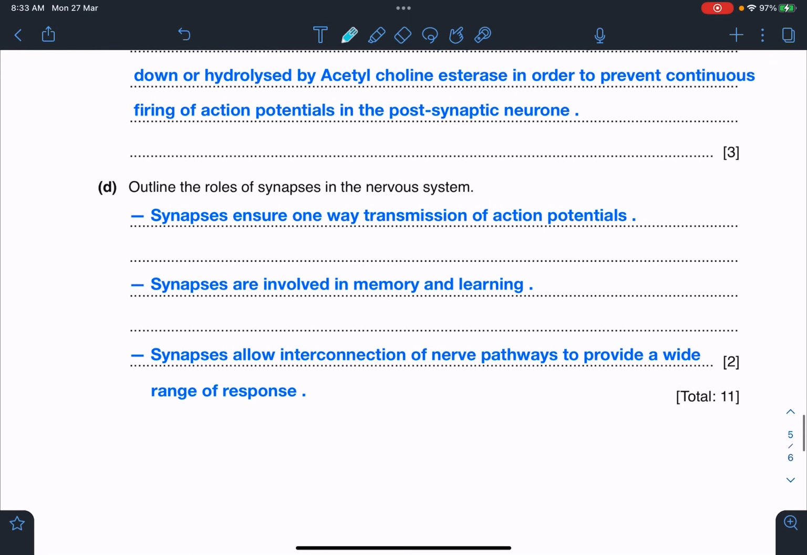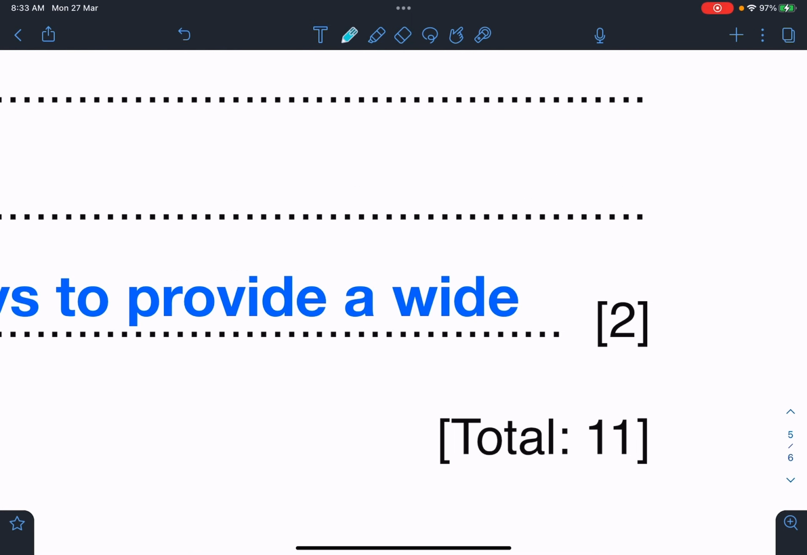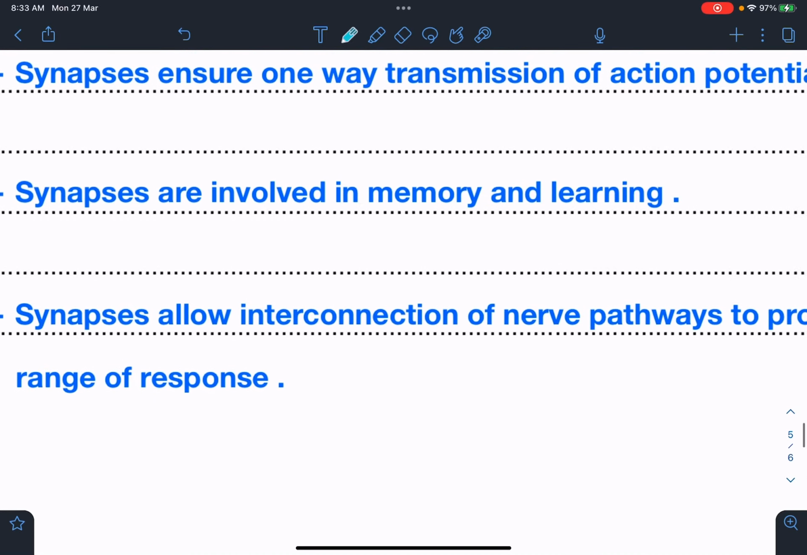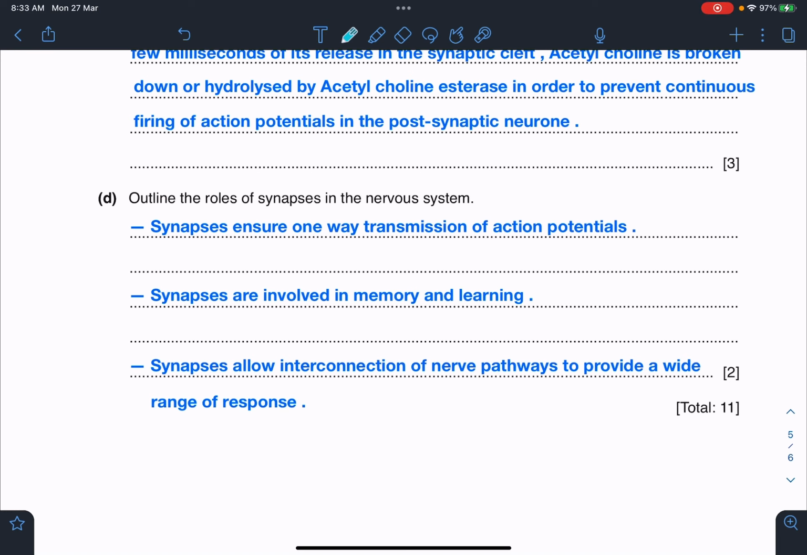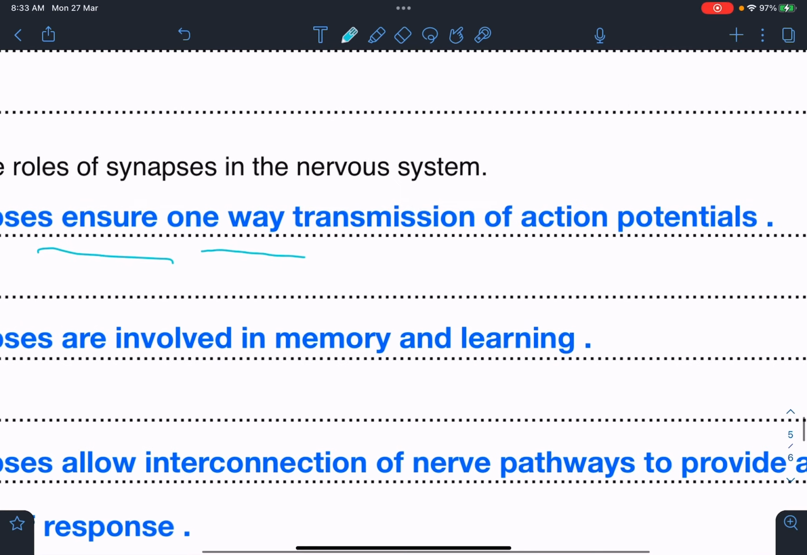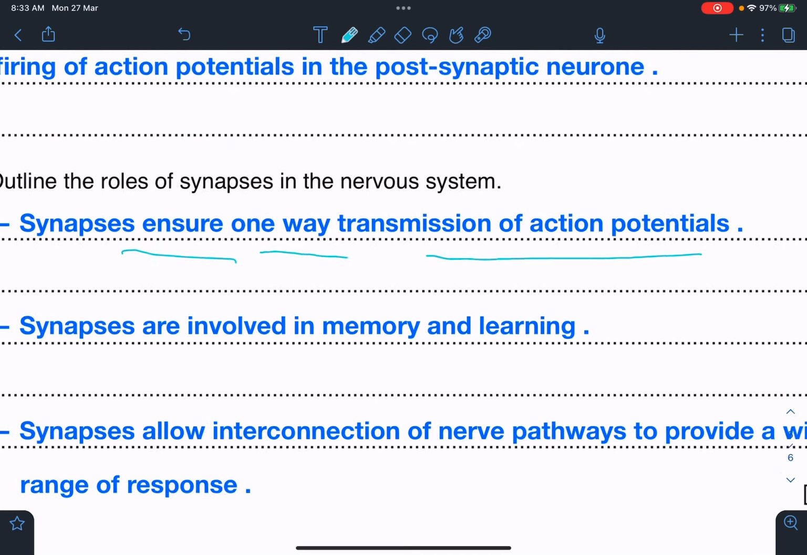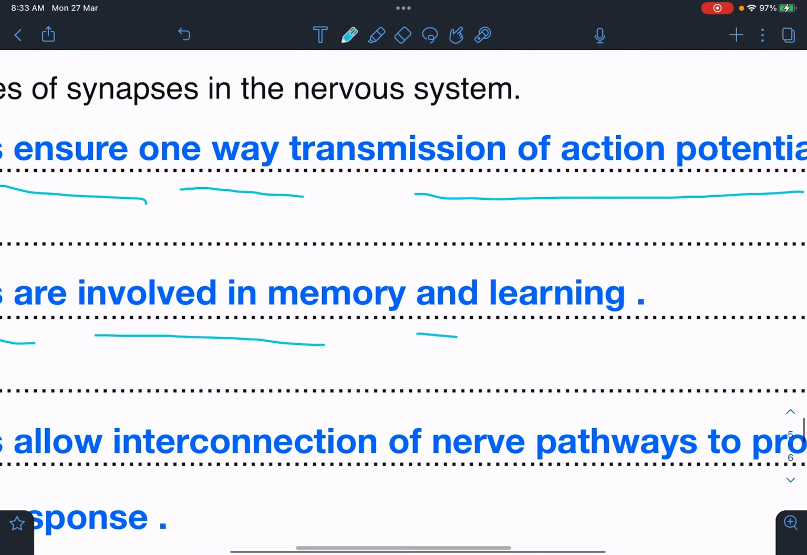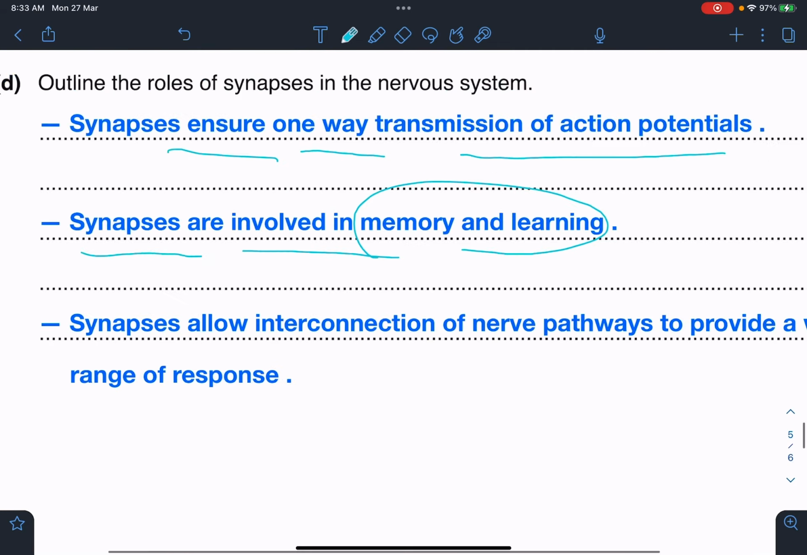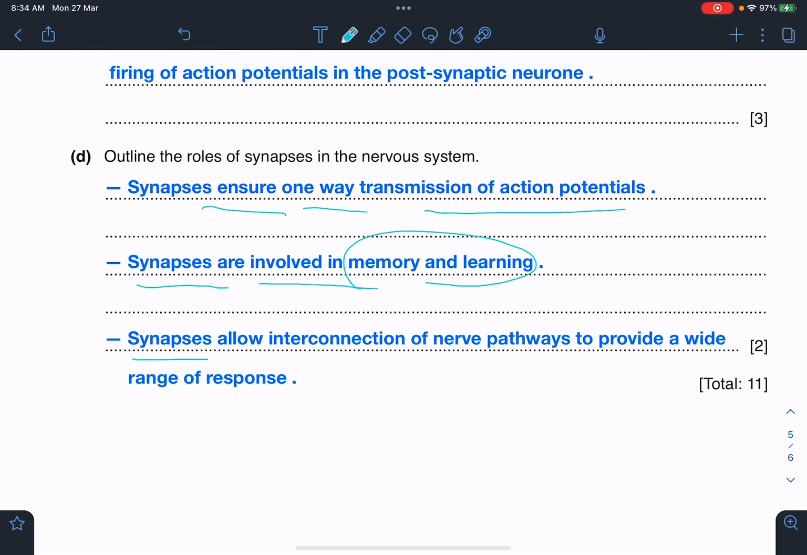This question is for 2 marks, but I've given you one extra one so you can remember it. The roles of synapses in the nervous system are, first, to ensure one-way transmission of action potentials. Second, synapses are involved in memory and learning. And last but not least, synapses also allow interconnection of nerve pathways to provide a wide range of responses.